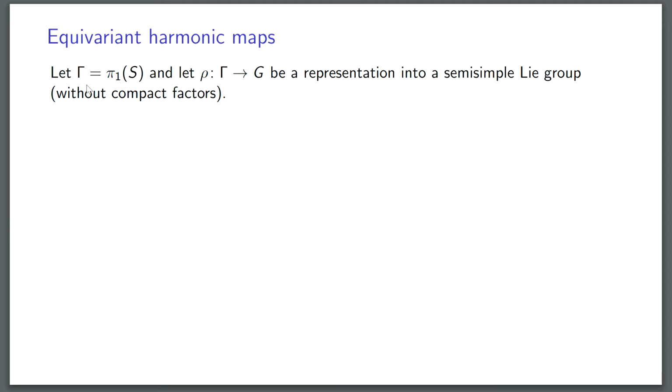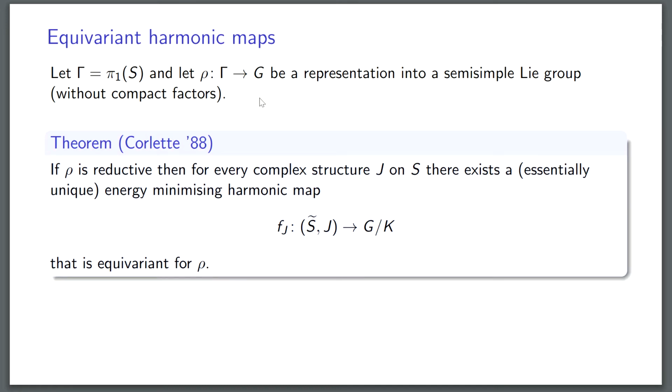We consider the fundamental group of our surface and denote this by gamma, and we let ρ be some representation of gamma into G, which is a semi-simple Lie group without compact factors. Then Corlette proved the following theorem, that for every complex structure on our surface, there exists an energy minimizing harmonic map from the universal cover of our surface, equipped with this complex structure, into the symmetric space that's associated to the Lie group G. And this map is equivariant for the representation.